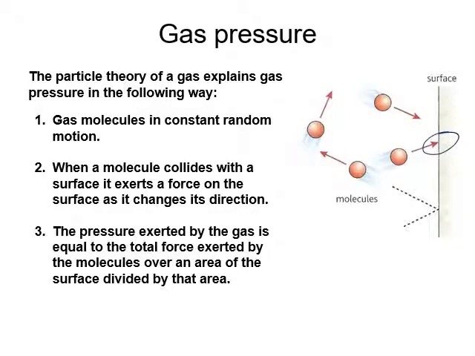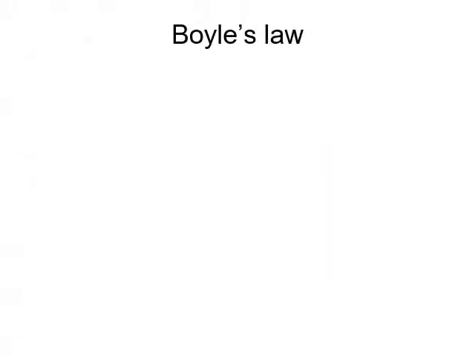So the pressure exerted by the gas is equal to the total force exerted by the molecules over an area of the surface divided by that particular area. We've already looked at that in terms of pressure: pressure equals force divided by area. That's going to be linked to three different laws from the late 18th, early 19th century, which you have to become familiar with. And the first one is Boyle's Law.